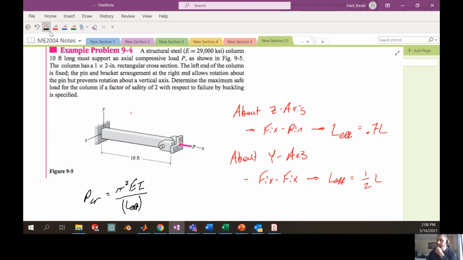All right, so let's go through this, and hopefully we can see what this is going to look like. Okay. Last thing I want to note for this particular problem statement is that we're asked for a factor of safety of 2 with regards to buckling. So more or less, we're just going to calculate what load is required and then divide by 2.